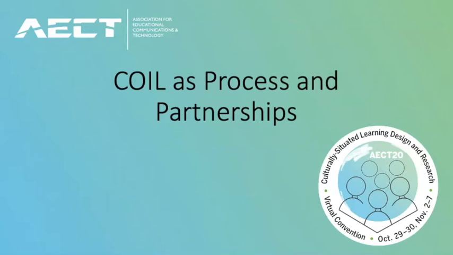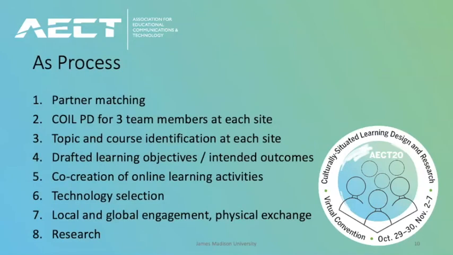Okay, COIL is process and partnerships. As a process, this is what I might do if I were going through a COIL experience. I would probably go through partner matching, or I would identify my own partner. Hopefully there would be some professional development for 3 team members at each site: the instructor, the instructional designer, and the international admin at each site. There would be some selection of topic and course, what would be appropriate at each site, even if it's not the same. Can we draft learning objectives and have shared intended outcomes across our courses?